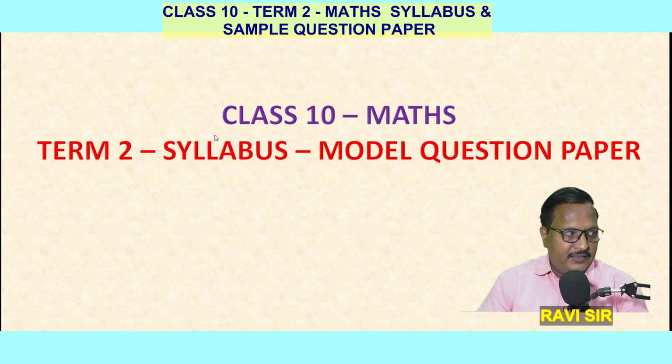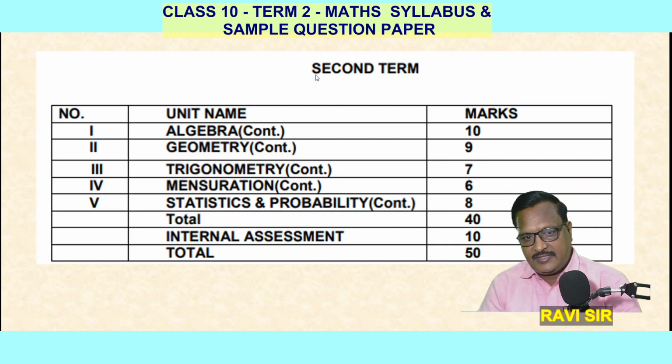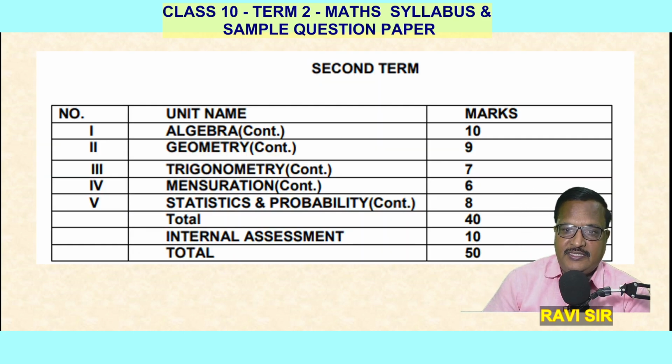So whatever I am giving you, this is the syllabus given by CBSE for term 2. There are 5 areas. One is algebra, 10 marks you are going to get, and the next one is geometry, 9 marks. Trigonometry you are going to get 7 marks, and mensuration 6 marks. Statistics and probability 8 marks. Total 40 marks.